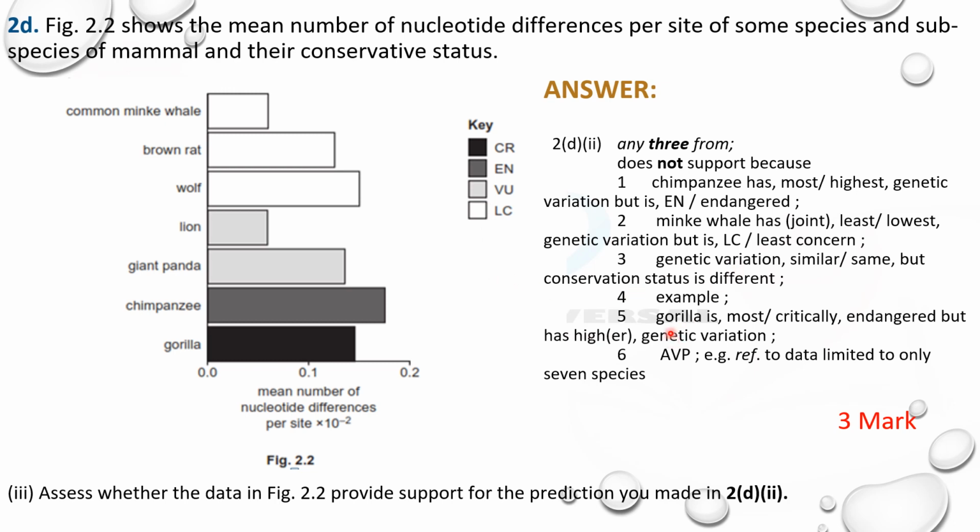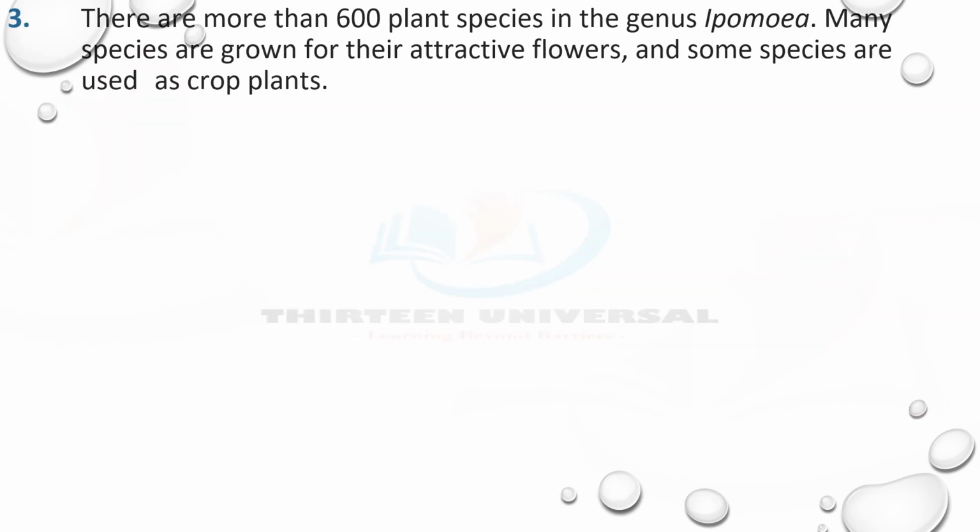To give examples, these are things you mentioned. Gorilla is most critically endangered. See it, most critically endangered is gorilla, but it has high genetic variation, so it doesn't support it. All right, so you have to look at the data and then make a decision.